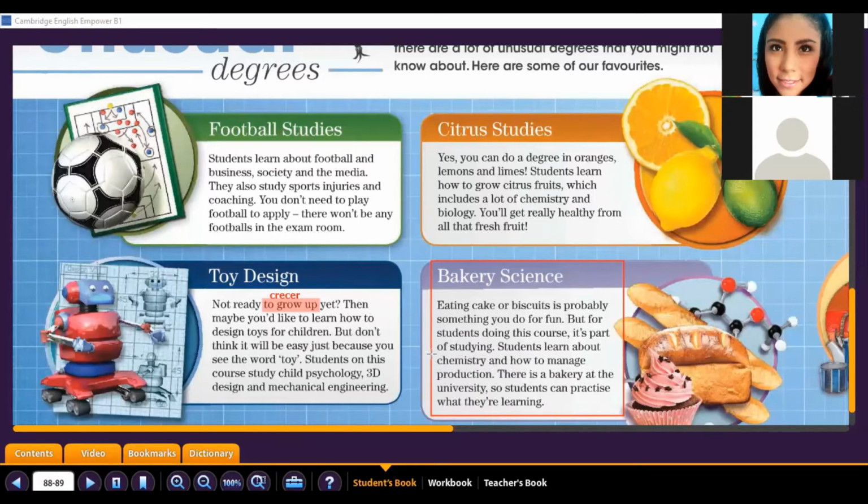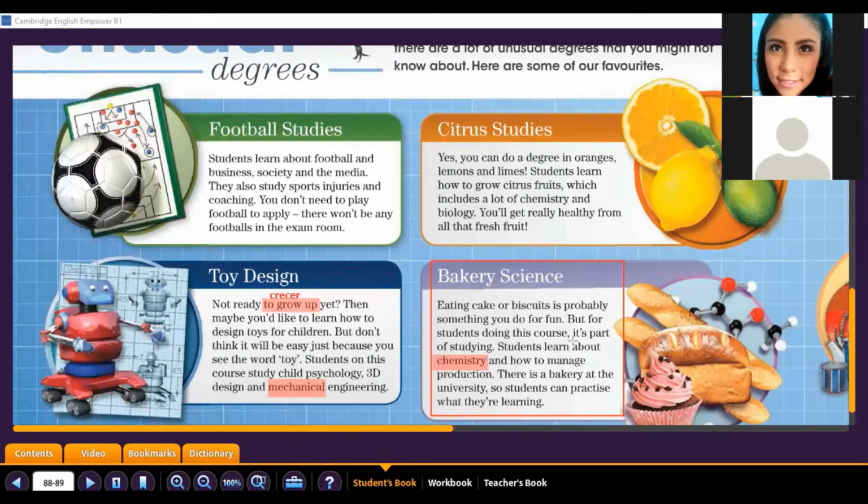Exactly. Thank you, Edgar. So don't forget about the pronunciation of this word. We have chemistry. Sí, este CH va a sonar igual que mechanical, como una C o como una K, algo muy seco, ¿no? Ese CH no suena como ch, sino como k, ¿no? Chemistry or mechanical. Okay, don't forget about that. No se olviden la pronunciación de este tipo de palabras. So students learn about chemistry and how to manage production.